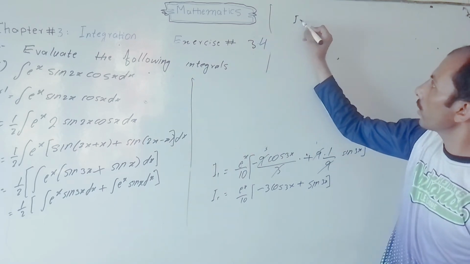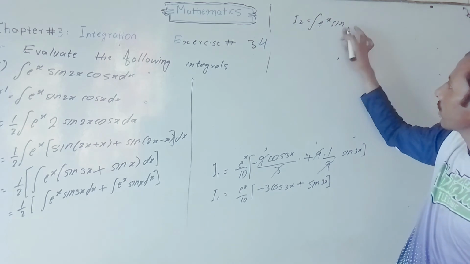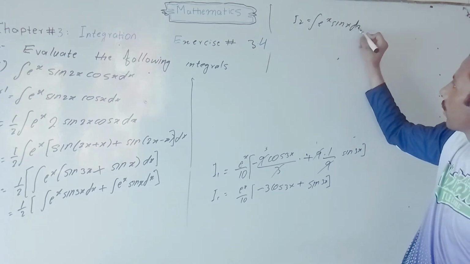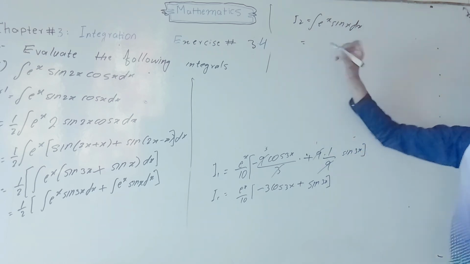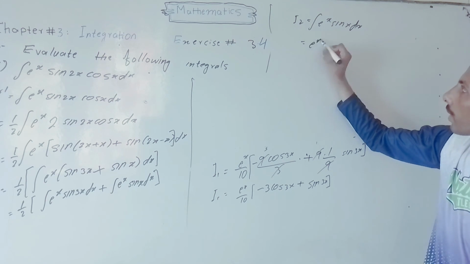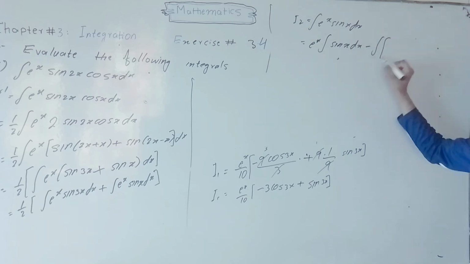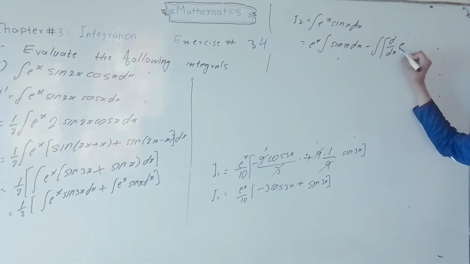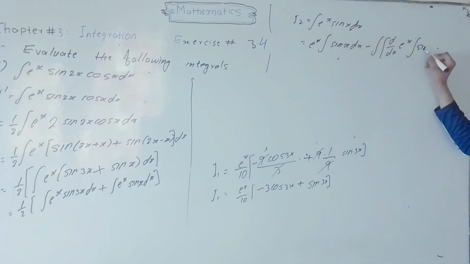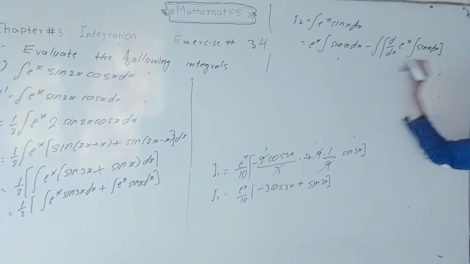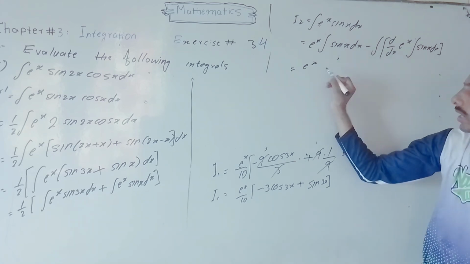So I2 is equal to the integral of e power x sin x dx. The first function is the exponential function and the second function is the trigonometric function. E power x first, integration of sin x dx, minus the integral of the derivative of the first function, that is e power x, times the integration of the second function, that is sin x dx. The integration of sin x with respect to x is minus cos x.